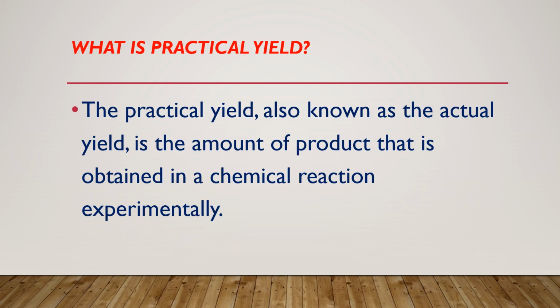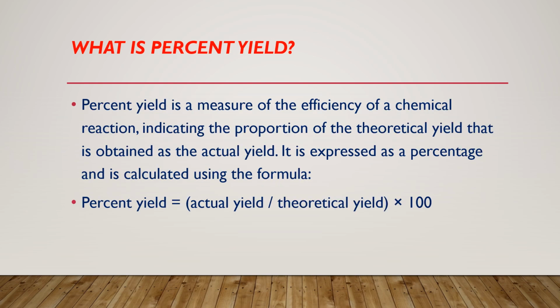What is practical yield? The practical yield, also known as the actual yield, is the amount of product that is obtained in a chemical reaction experimentally. What is percent yield? Percent yield is a measure of efficiency of a chemical reaction indicating the proportion of the theoretical yield that is obtained as the actual yield. It is expressed as a percentage and is calculated using the formula: percent yield equals actual yield divided by theoretical yield multiplied by 100.